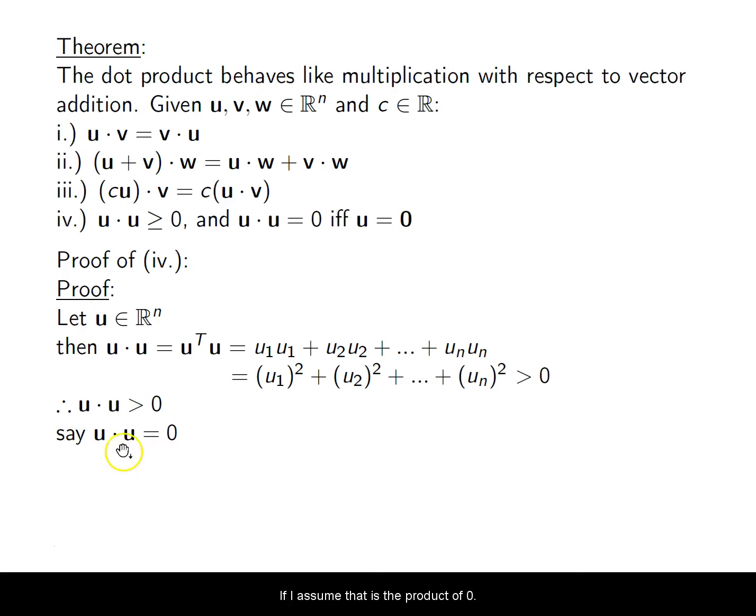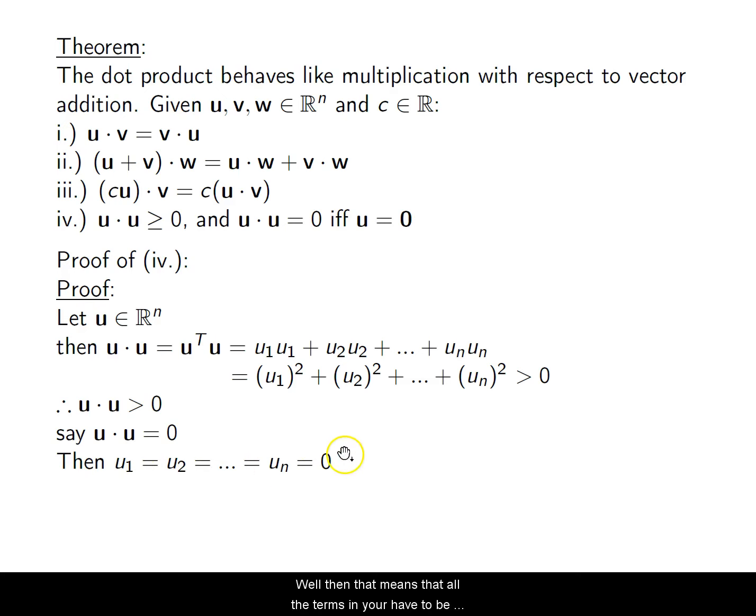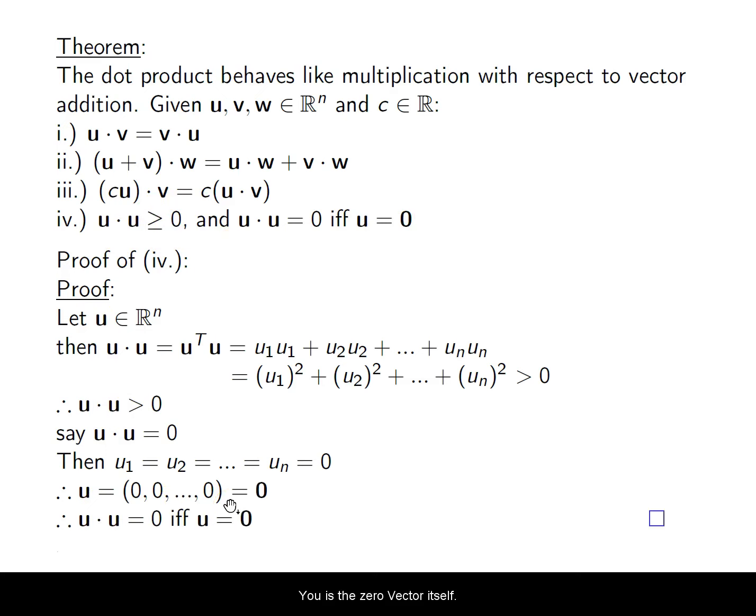If I assume that this dot product is 0, then all the terms in here have to be 0, because I have 0 plus 0 plus 0 plus 0. If these are not 0, I would not get 0 out for the dot product. So all my terms would be 0, which would mean u is the 0 vector. So the only way to get this dot product to be 0 is if u is the 0 vector itself. Therefore the dot product of u with itself is 0 if and only if u is 0. End proof.